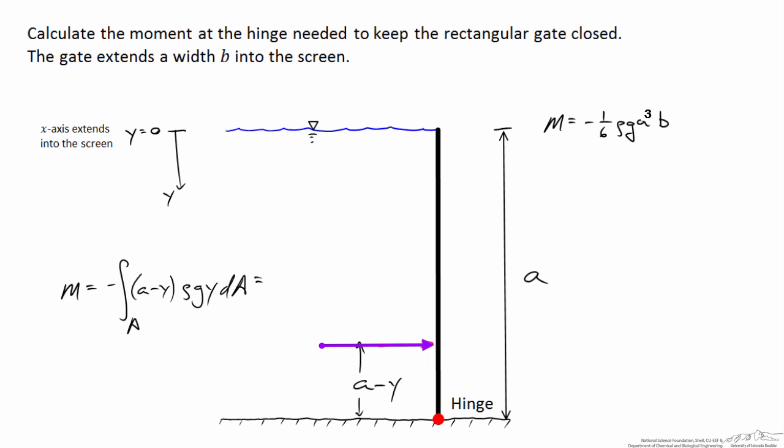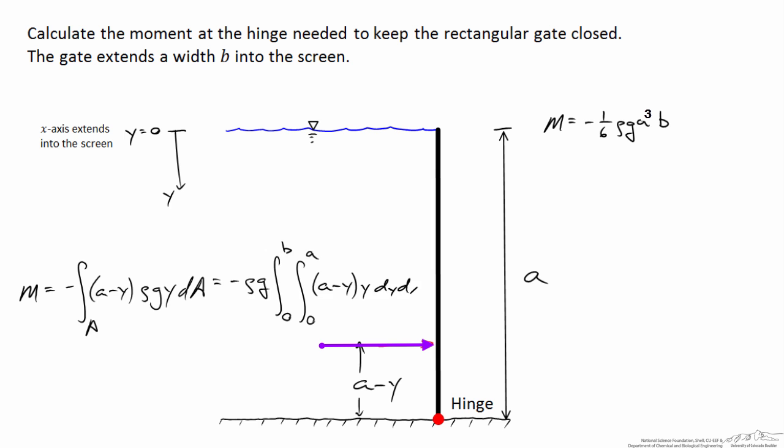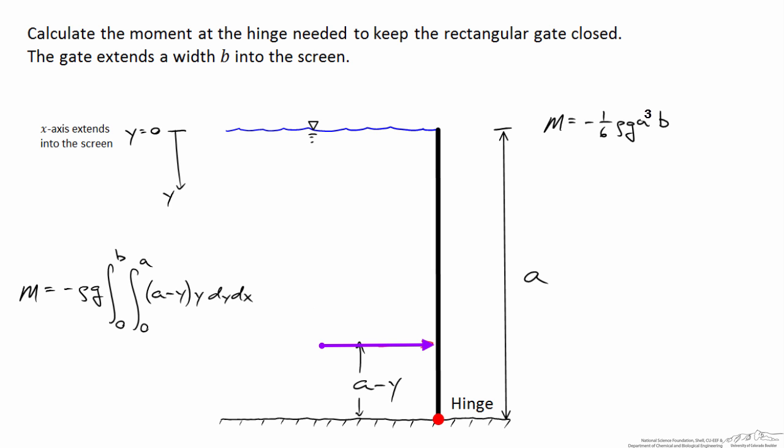And if I pull the negative rho g out of the integral, I'll integrate from a distance 0 to b into the screen and 0 to a above the gate times, again, a minus y times y dy dx. And I'll let you evaluate this integral on your own, but when you go through it, you'll get a value of negative 1/6 rho g a cubed b, just like we did using the rule of thumb.